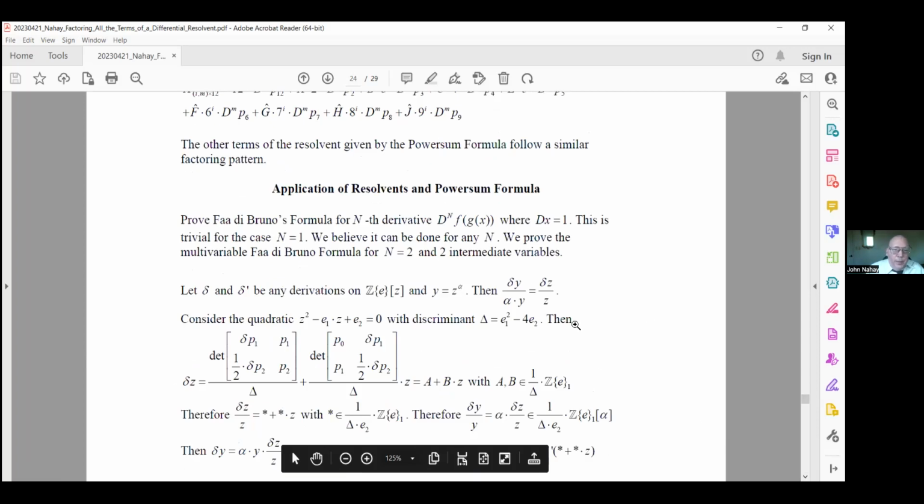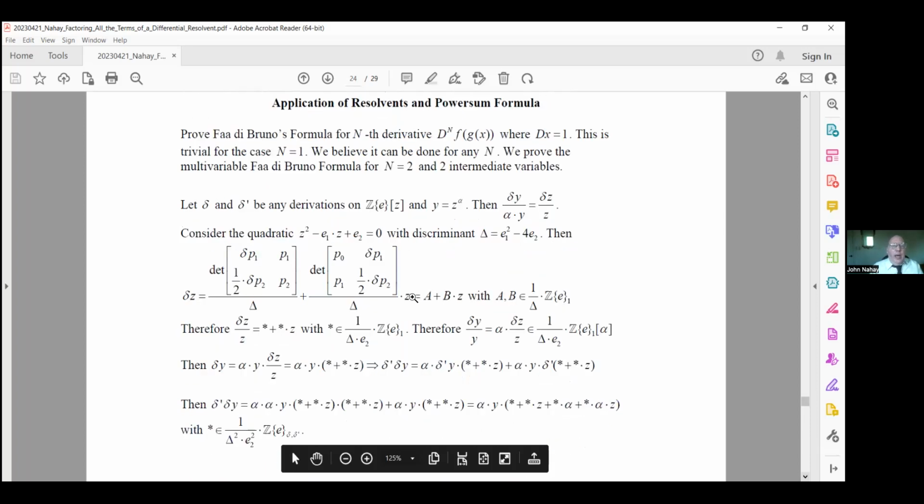Okay, so now the application of resolvents. I figured I'd try something. You can try to prove Faà di Bruno's formula for the nth derivative of a composition of functions, which is trivial for the case n equal 1. But you can actually use this resolvent to do it for n equal 2 and 2 intermediate variables. And here I'm actually showing how you determine which resolvents exist.